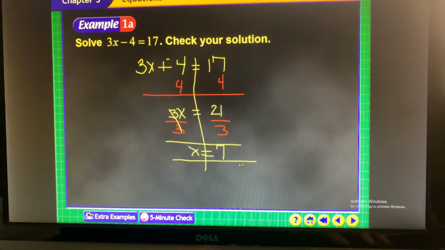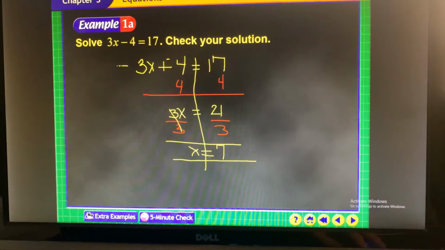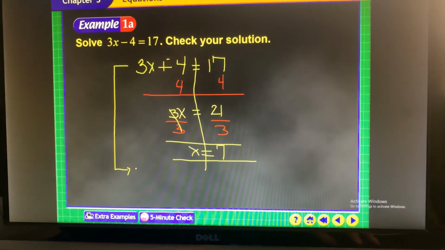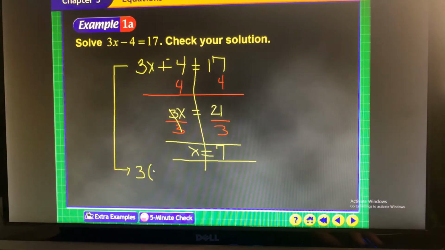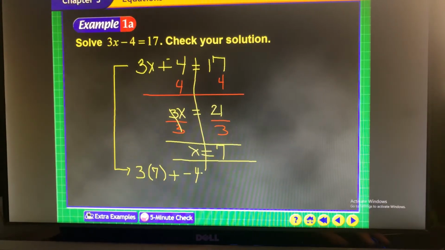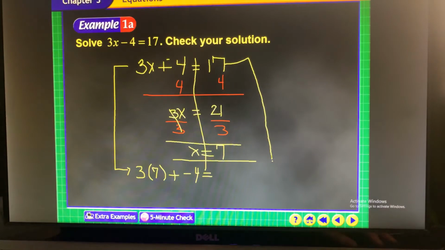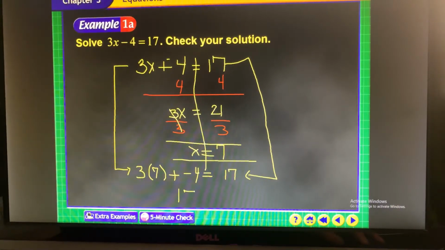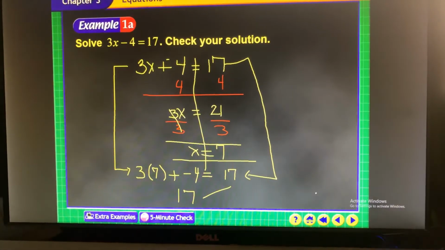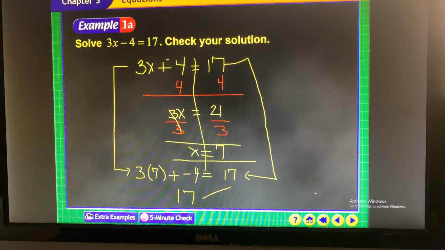And then when you check it, you go back to the original, drop that down, and go 3 times x, which x happens to be 7, plus negative 4. You want to make sure it equals what you started with, which was 17. And it does. 3 times 7 is 21, and 21 plus negative 4 is 17. It checks. So really all you did was you put two one-steps together to make a two-step equation.